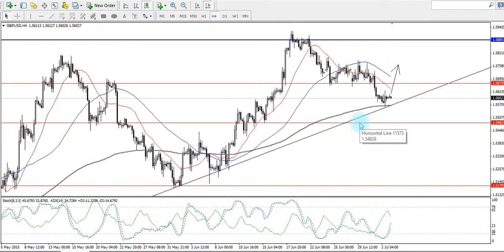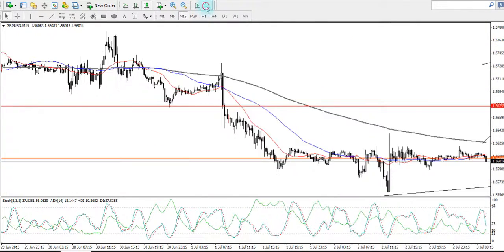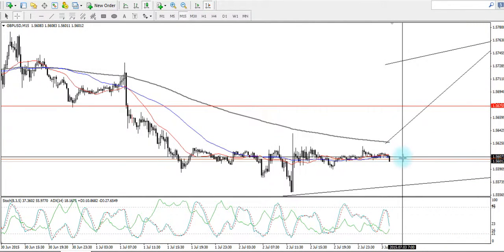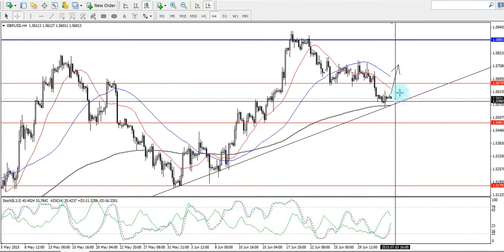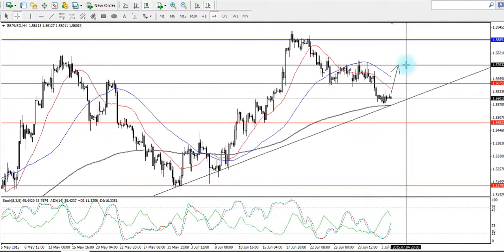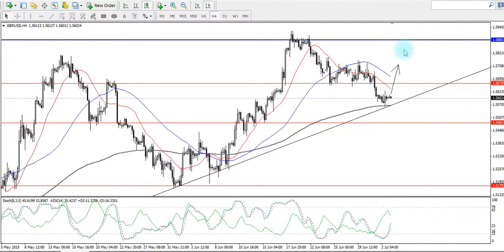Alright, and later on just take note that later we have the services PMI for the pound as well, and I believe that there will be significant volatility for that, as price has been squeezing very tightly, and expecting a pretty significant breakout from here, from this consolidation itself. So expected price to appreciate all the way at least back to somewhere at the price of 1.5763. That could be the first take profit level, and of course all the way back to the price of 1.5885.